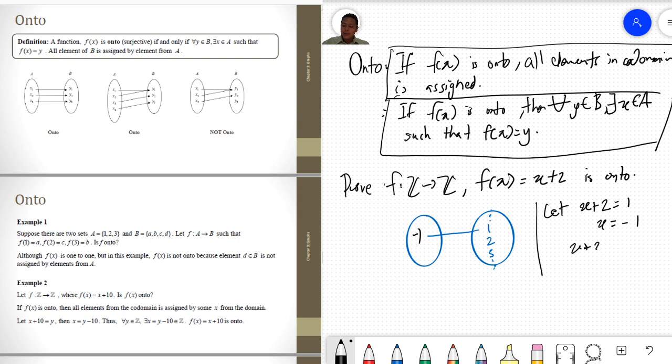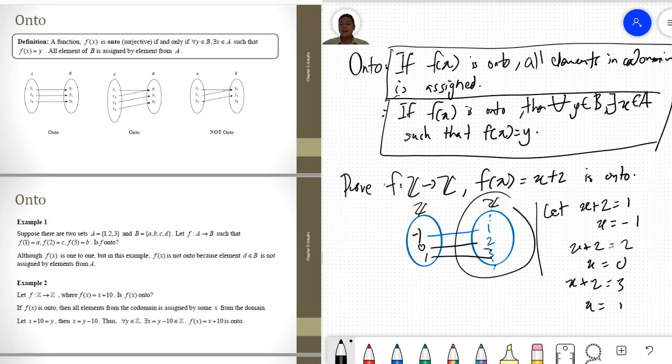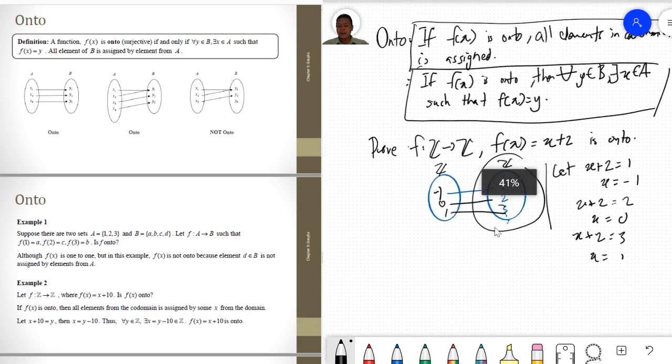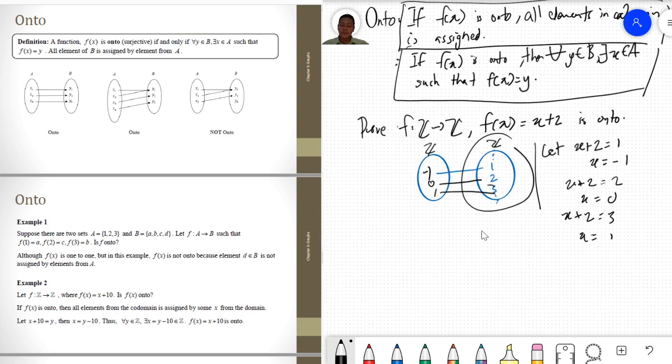If x plus 2 equals 2, then x will be 0. 0 will be assigned to 2. And if x plus 2 equals 3, then x equals 1. These three examples give you some hypothesis that all elements from the codomain Z here will be assigned. This will give you the basic idea. But again, for all, you cannot prove like this. You should prove by a general statement, and the proof starts now.